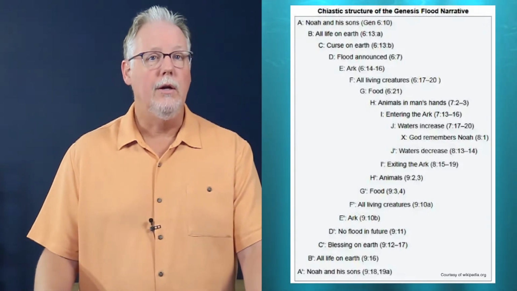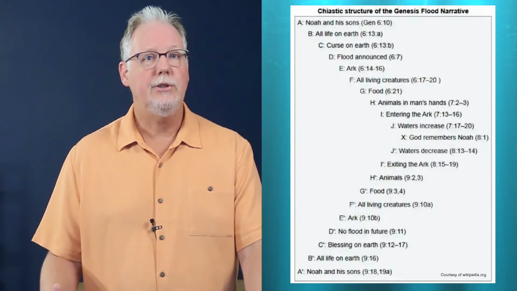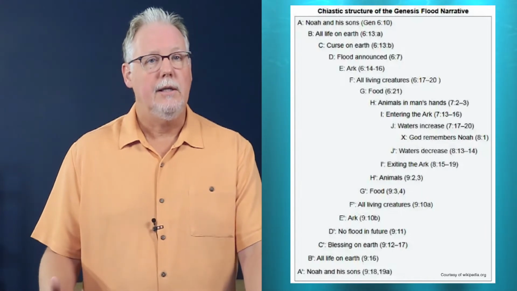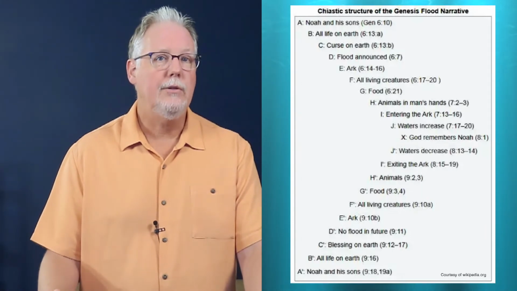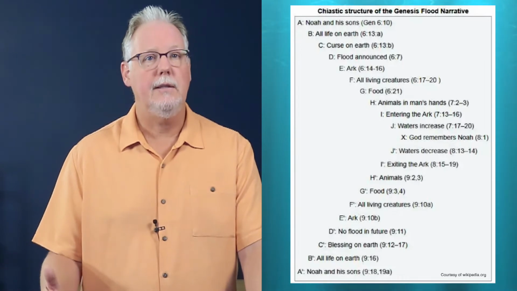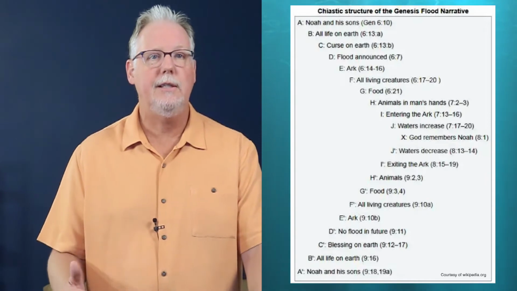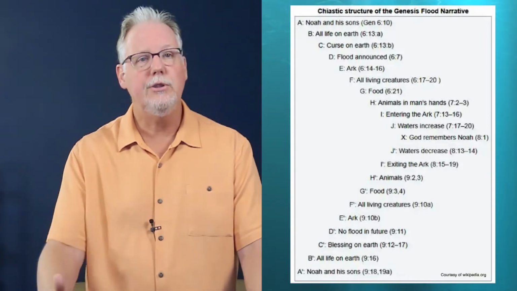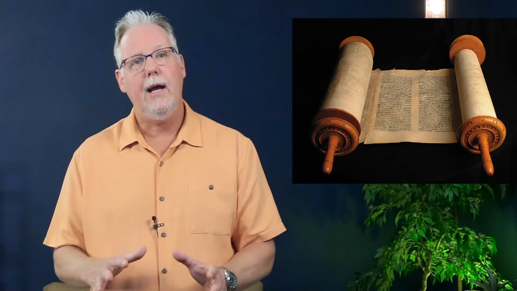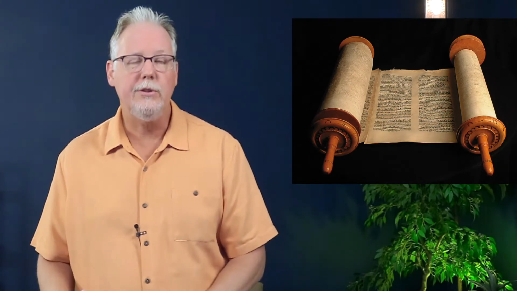Then we reverse order. The waters decrease. Notice how J and J are the same. Letter H, the animals. Who enters the animals in the beginning? In letter I, in the first half, is the animals. And so you go down and you see the food in letter G, letter F, all living creatures, E. And you can study this on your own, but you see how the writers arrange their material in this reverse order. This is the way Hebrew is written. These are the outlines they like to use. It's not the only outline they use, as we'll see in a moment. But it's a very common one, and you're going to begin to see these as you study the Bible all over the place.